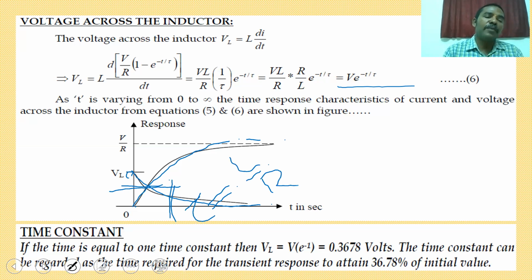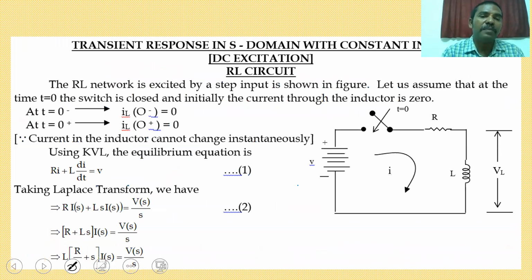Similarly, I am going for the Laplace transform. Here the same thing: R and L are connected in series, excited by a step input of V volts. At t is equal to 0, the switch K will be closed and a current will flow through the circuit. Assume that the inductor has no initial current, so I of 0 minus is 0, and I of 0 plus is also 0.